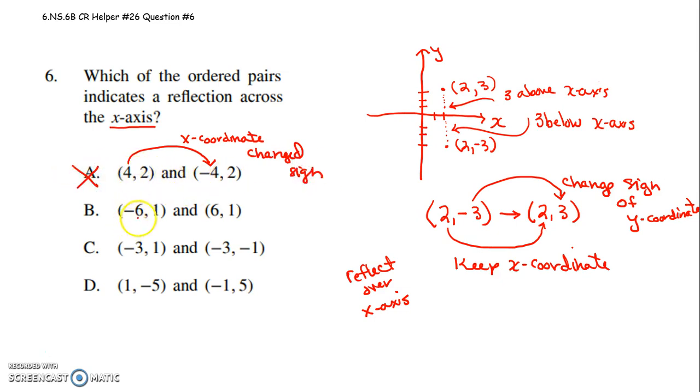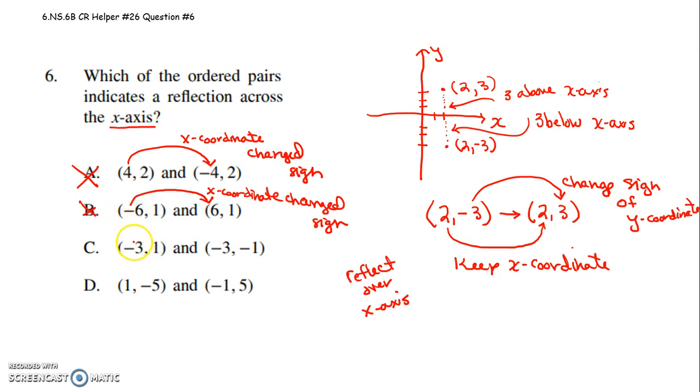That would be a reflection over the y-axis. Here again, the x-coordinate changes sign. It goes from -6 to a +6. As soon as the x-coordinate changes sign, you know you're not reflecting over the x-axis because the x-coordinate will remain the same over the x-axis. So again, the x-coordinate changed sign. So that one's not it. The y-coordinate remained the same. That would have been another reflection across the x-axis.